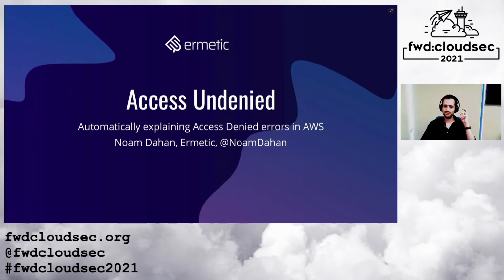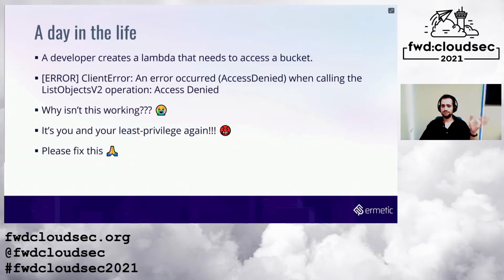So the problem. This is surely a reasonably familiar scenario. A developer creates a Lambda that needs to access a bucket, and then in the CloudWatch logs or wherever logs are collected, they get this error: client error, an error occurred, access denied. And it's not particularly detailed, and then they furiously Slack away to the DevOps, SRE, whoever's in charge of it, with, why isn't this working? Please fix this. And everybody has to run around hectically to fix it, but we don't know where that deny is coming from.